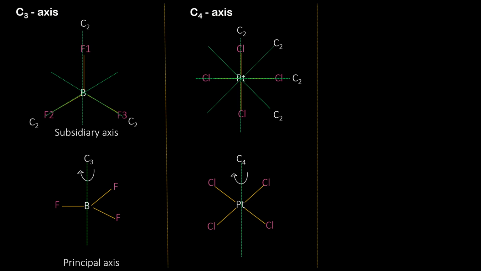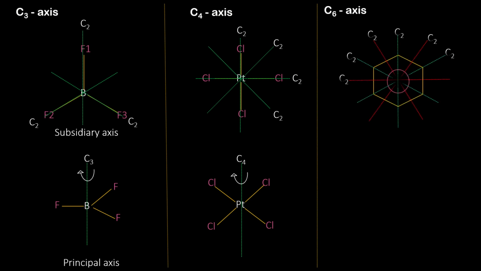4C2 axes are subsidiary axes, while 1C4 is the principal axis of rotation. Another example is the C6 axis. We have the example of benzene, in which benzene possesses 6C2 axes of symmetry. The 3 green colored C2 axes pass from corner to corner, and the 3 red colored C2 axes pass from edge to edge.